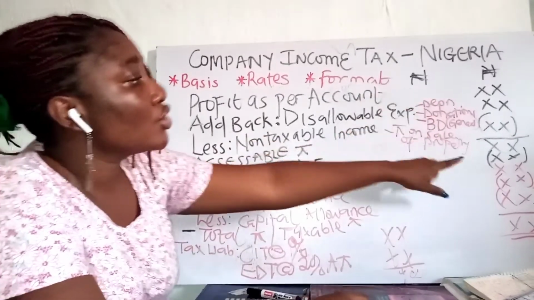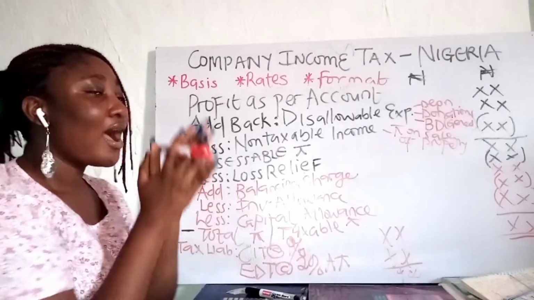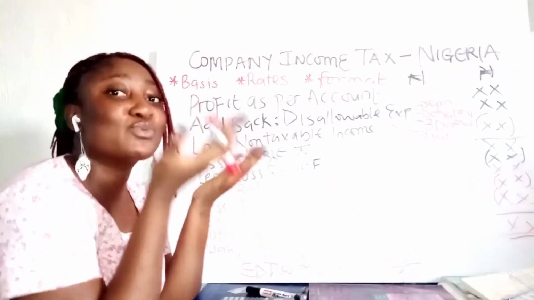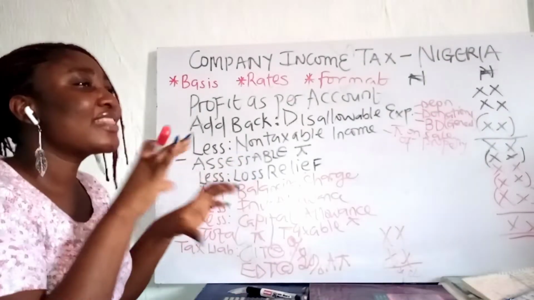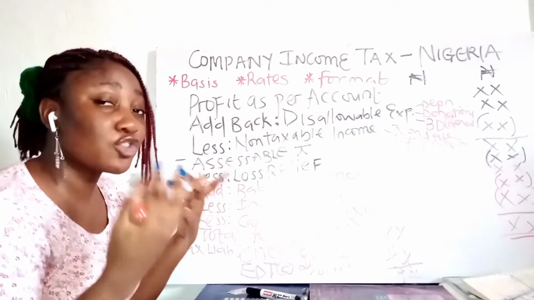When you do these two, you arrive at your accessible profit. Accessible profit is the profit that is now accessible to tax. It does not mean that that is what is taxable, because there are certain adjustments, certain allowances that the tax authority will give you.